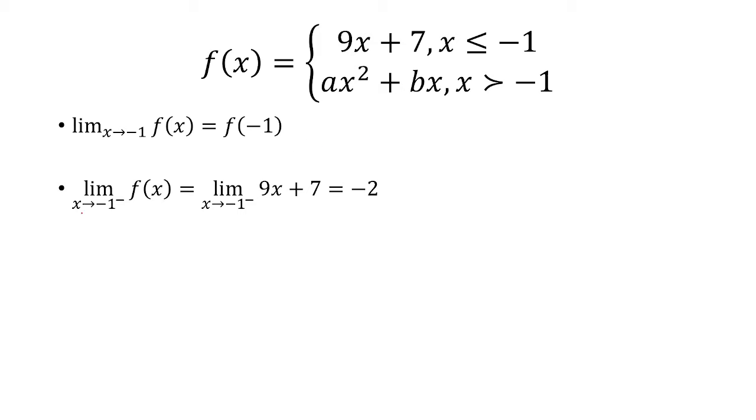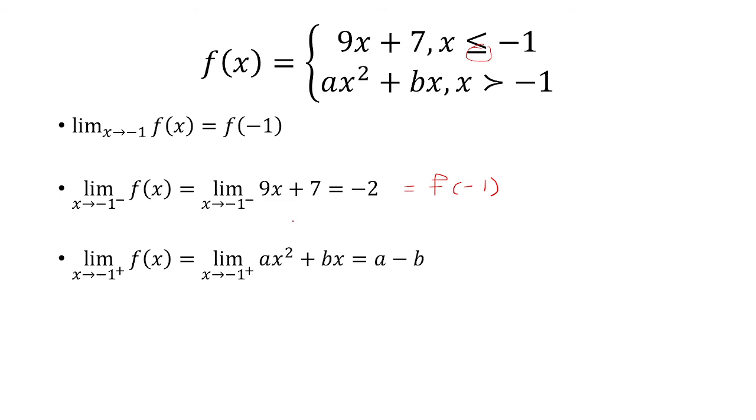Okay, so first, the left-hand limit, we're looking at values to the left of x equals -1. So that's going to be this function right here, 9x plus 7. Plug in -1 for 9x plus 7 and get -2. And this is also the value f of -1, since we're including -1 here. So the left-hand limit equals f of -1. Let's make sure the right-hand limit equals that.